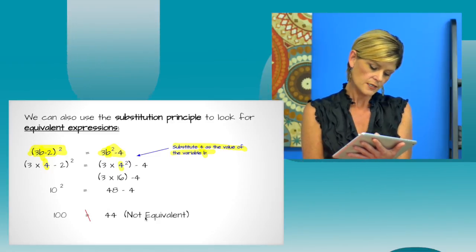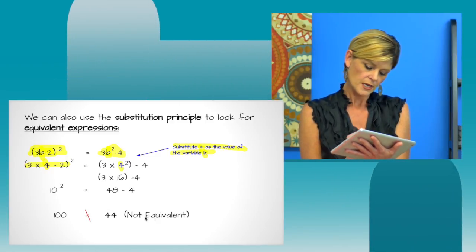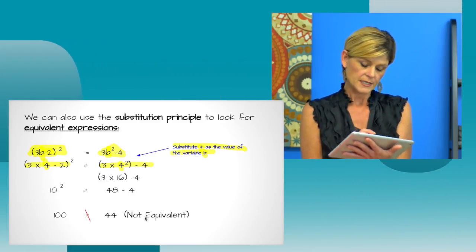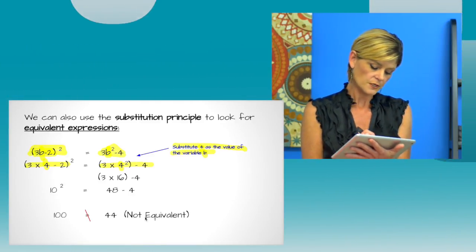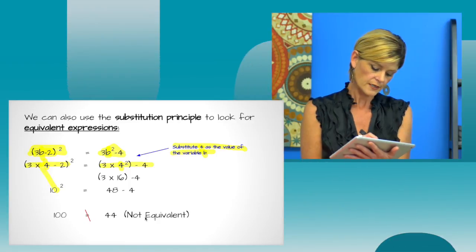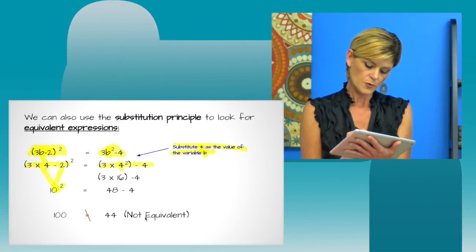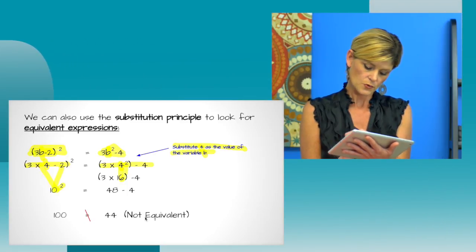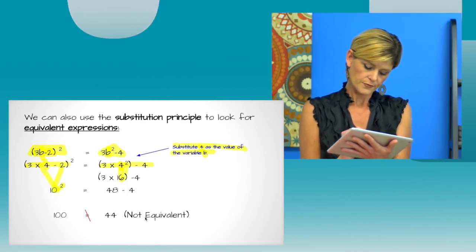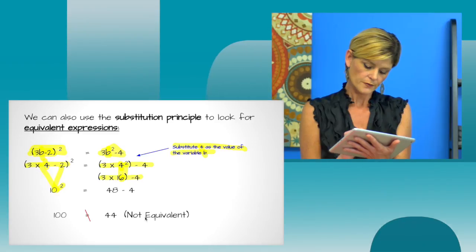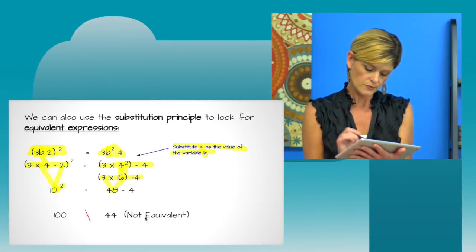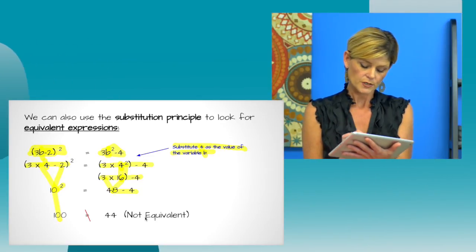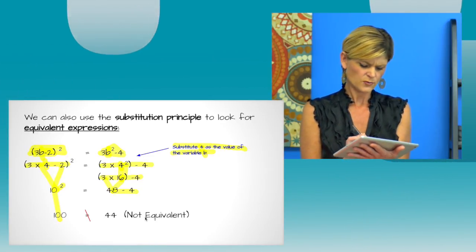So now I have 3 times 4 minus 2 squared and 3 times 4 squared minus 4. I need to do what's in the parentheses first. 3 times 4 minus 2 is 10. So now I have 10 squared. And 3 times 4 squared is 16, minus 4. Now I have 3 times 16 minus 4. 3 times 16 is 48, minus 4. Okay, 10 times 10, or 10 squared, is 100. And 48 minus 4, that's 44.